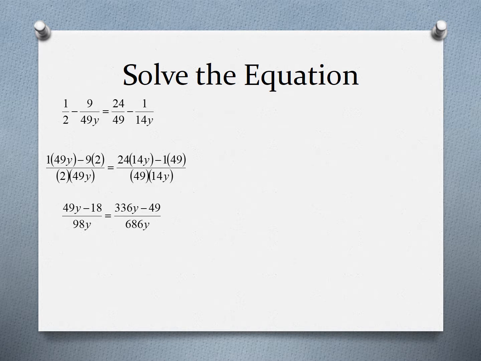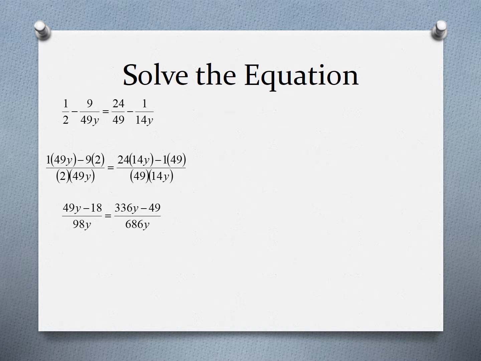So once I was able to combine those fractions on the left hand side, and on the right hand side, then I can simplify them both. And here's what you have. On the left I have 49y minus 18, and then on the denominator I have 98y. On the right I ended up with 336y minus 49 on the numerator and 686y on the denominator.